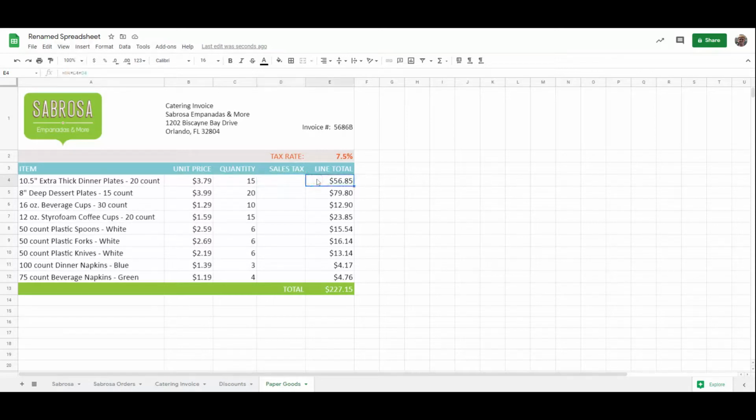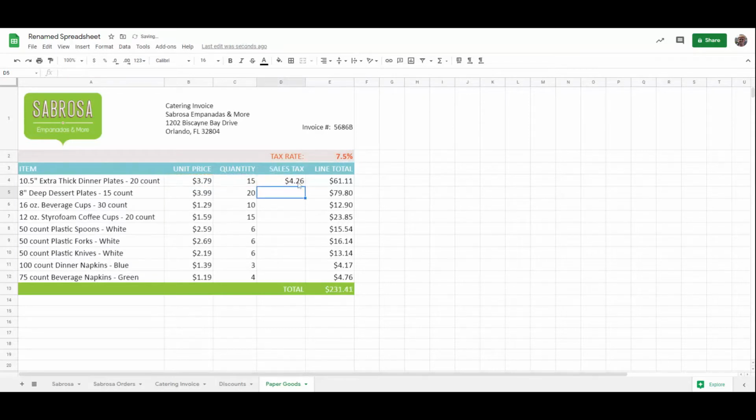into the line total. If I double click, it shows the B4 cell multiplied by quantity, unit price times quantity, and then they're adding on the sales tax. So this is set up to find the sales tax amount. That should update the line total, and then that will give us the true cost for Sabrosa to purchase these items. So the sales tax would be the unit price times the quantity times the tax rate.